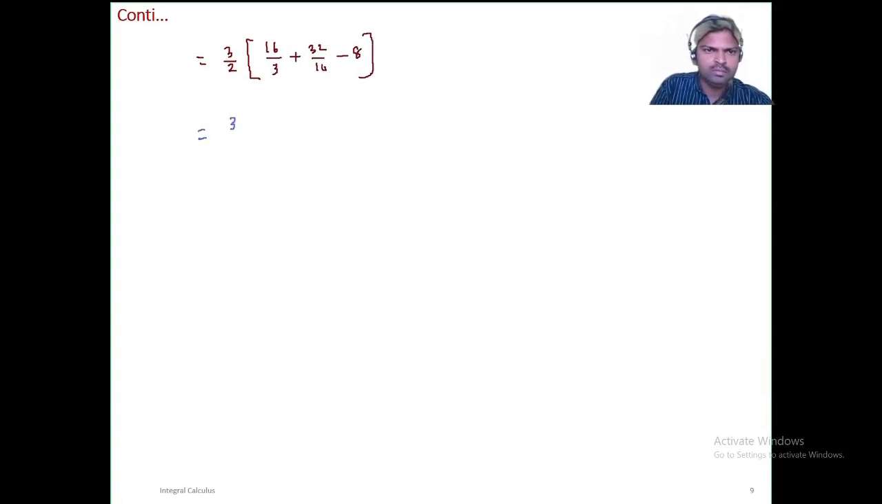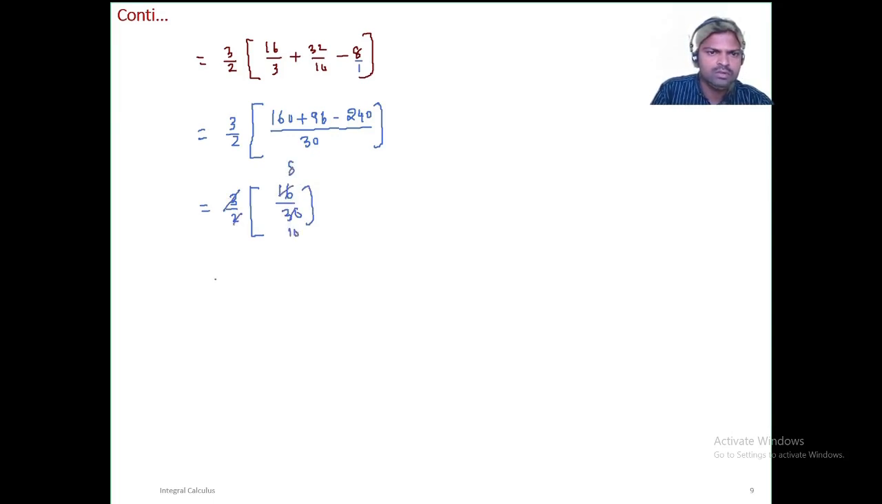So take the LCM, which is 30: 160 plus 96 minus 240. Now 3 upon 2, here 160 plus 96 is 256, so 16 by 30. Now again same: 3 ones are 3, tens are, and 2 eights are 16, and 2 fours are 8, so 4 by 5.